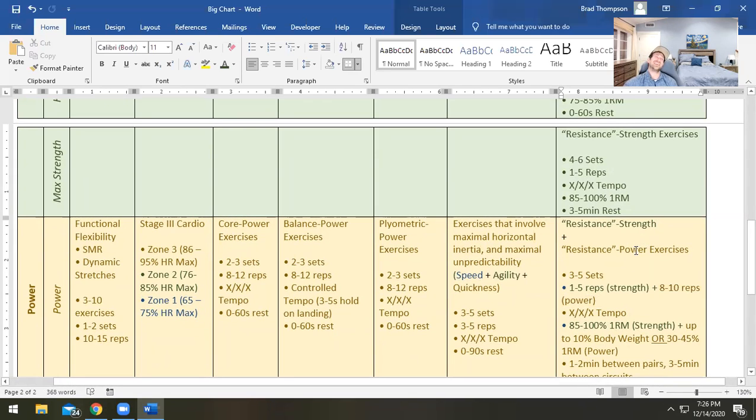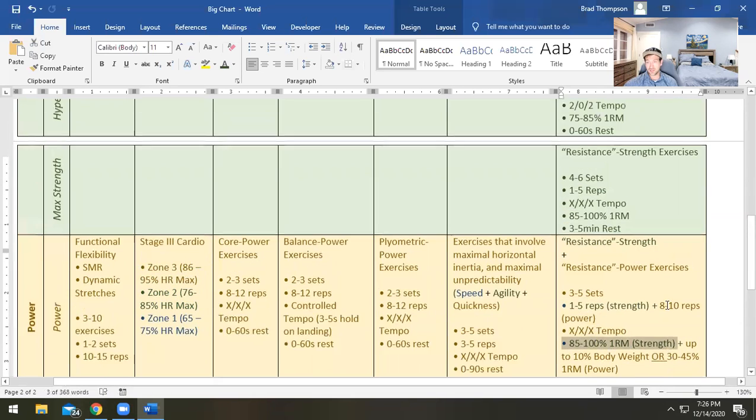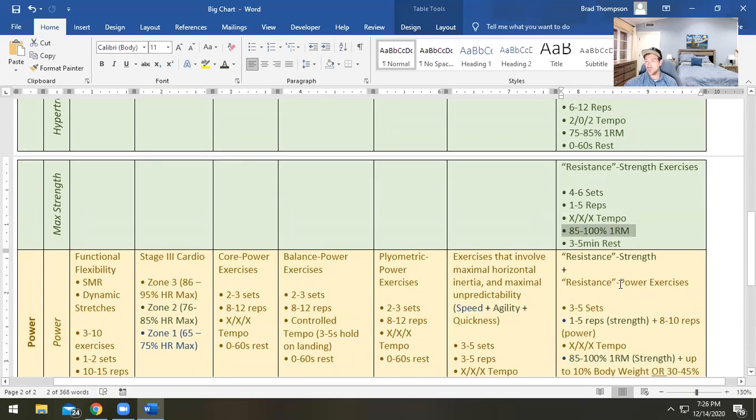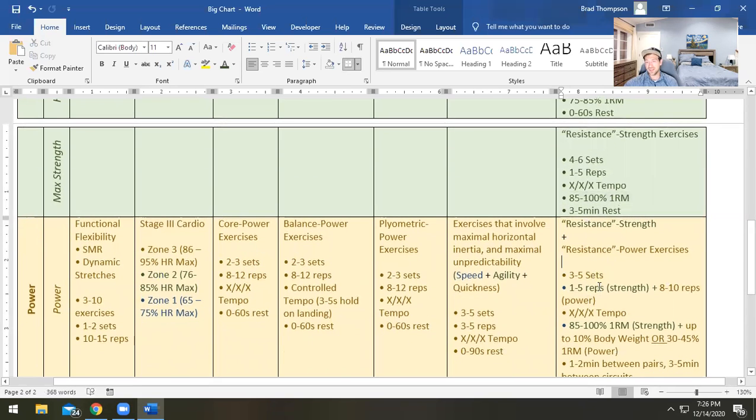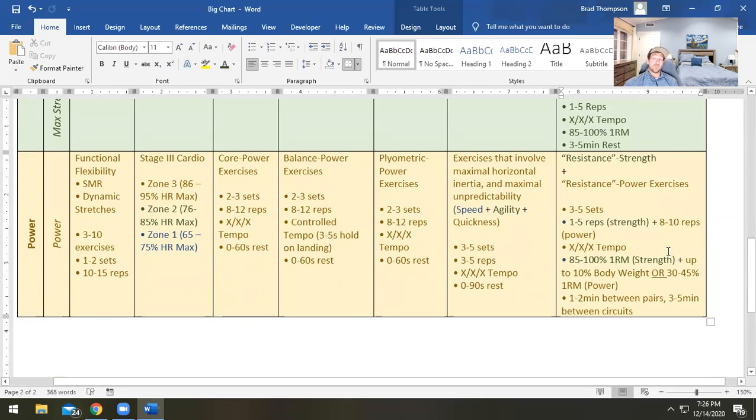And then your intensity. This is the most complicated part of the whole big chart. But it's 85 to 100% of your 1 rep max for your strength movement. That is, again, totally identical, 85 to 100 because it's 1 to 5 reps, right? So those are the same numbers we saw here. For your power movement, there are 2 ways to choose your intensity. It is either up to 10% of your body weight. So if you weigh 180 pounds, you could do 18 pounds or less, or it's down to 30 to 45% of your 1 rep max.